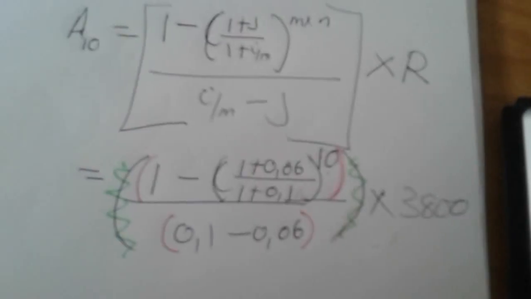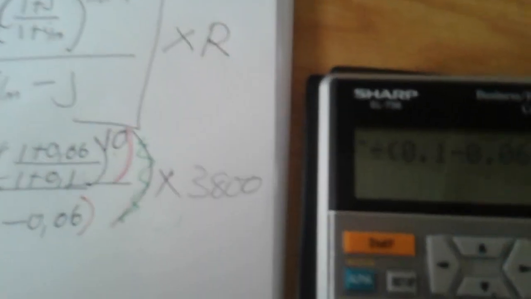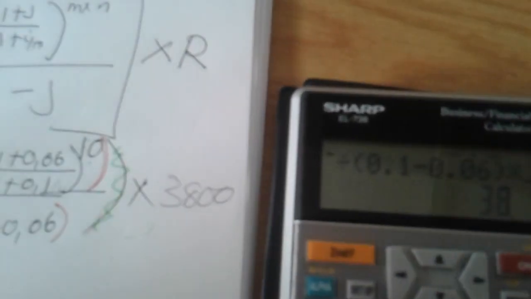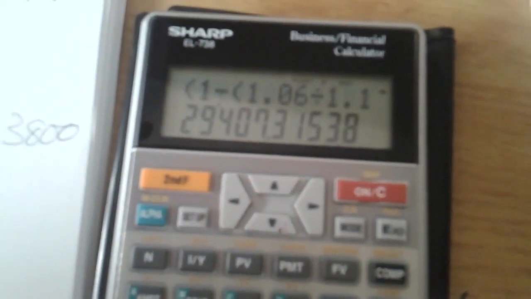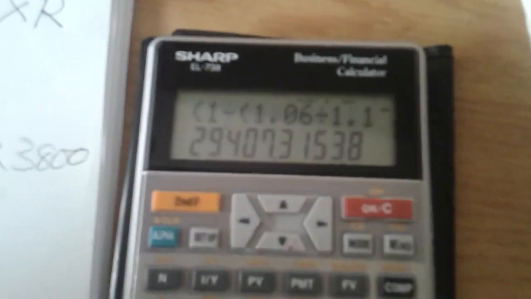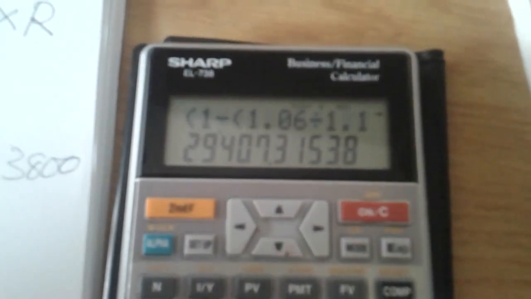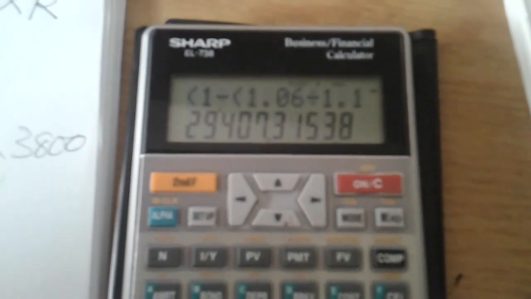Okay, so let's continue. We close that last bracket at 0.06, right? Then we multiply by 3,800, right? And then what do we get? I have a minus. It must be wrong. So it means you did not punch something correctly. Start again, everything. Open bracket, 1 minus.